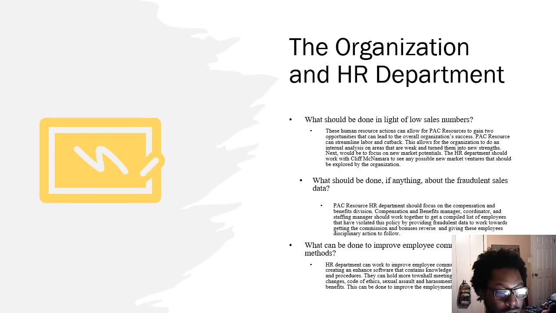Question number 3. What can be done to improve employee communication methods? The HR department can work to improve employee communication methods by creating an enhanced software that contains knowledge of all company policies and procedures. They can hold more town hall meetings to discuss new policy changes, code of ethics, sexual assault and harassment process, as well as employee benefits. This can be done to improve the employment relationship.